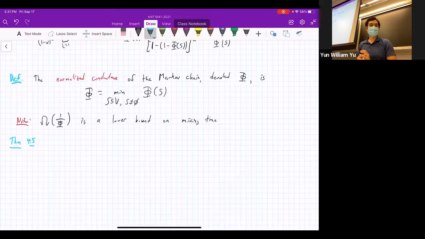Okay, so now that we've done that, that was in some ways the easier part of today's lecture. Now we can move on to the hard part, which is we're going to prove an upper bound on mixing time. So we're going to show that the conductance can also be used to show that you are definitely going to mix within some amount of time. And this is going to be a really complicated and technical proof.